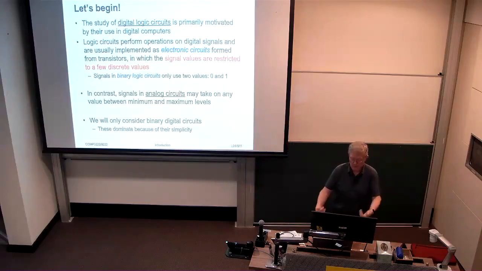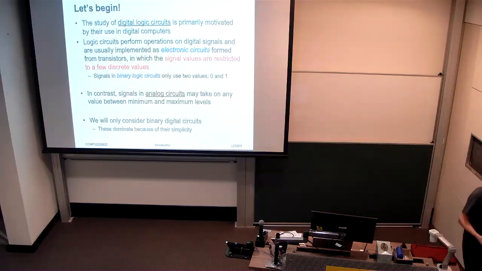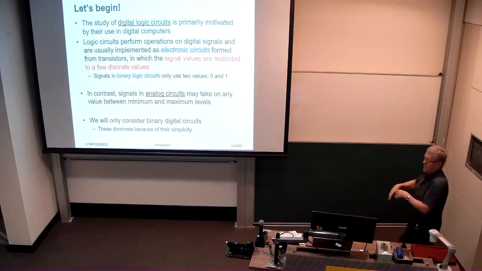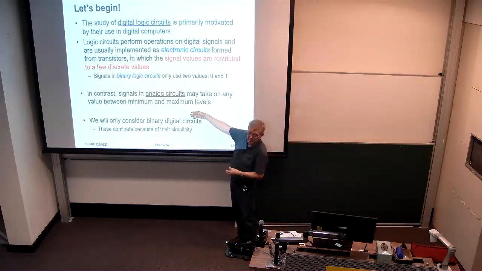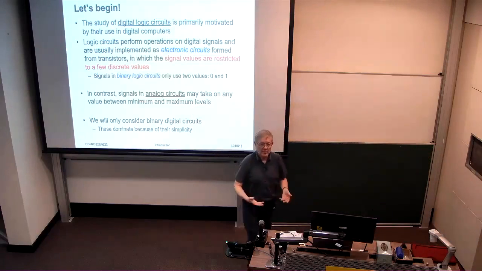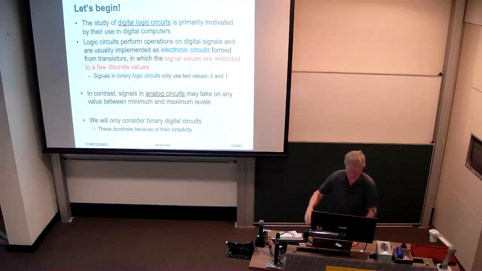And so that's what we're really focused on, as opposed to analog circuits, which can also be built with transistors, but have continuous voltage or current signals. And therefore you can take on a real range of values, and that's why an audio amplifier, for example, is usually an analog electronic circuit that allows you to amplify a signal.